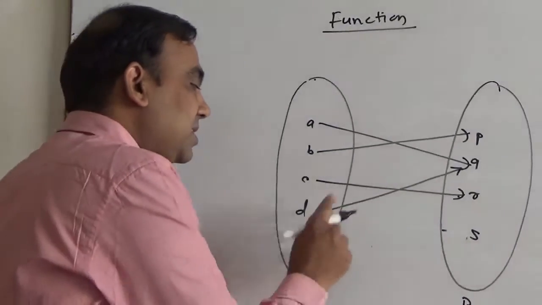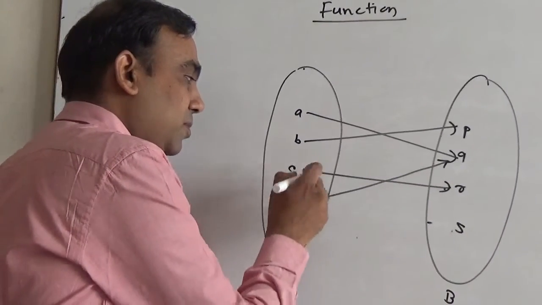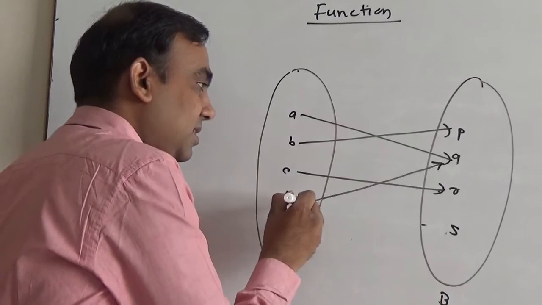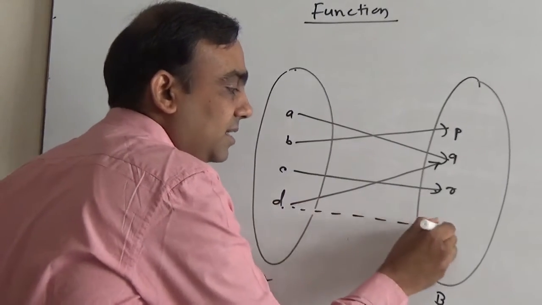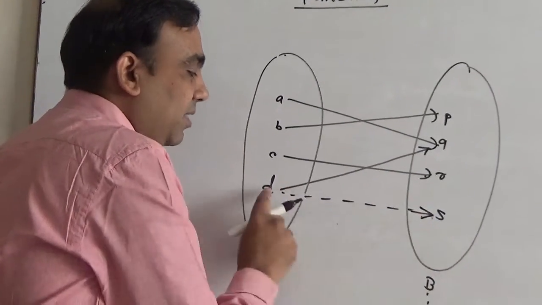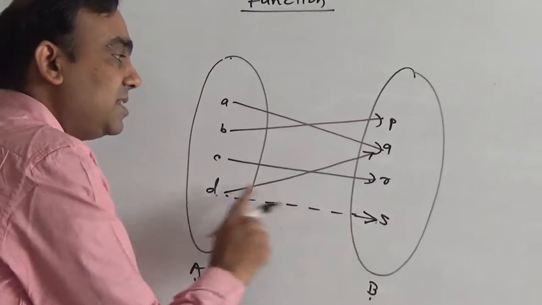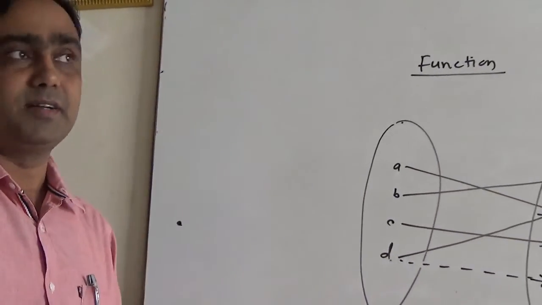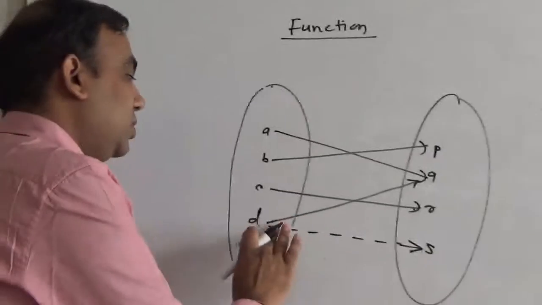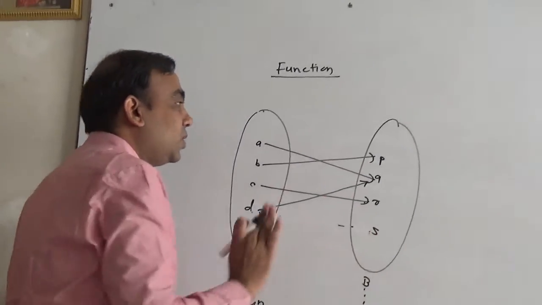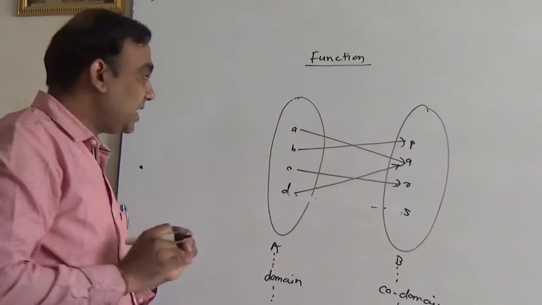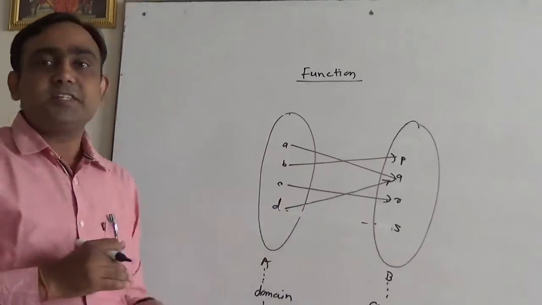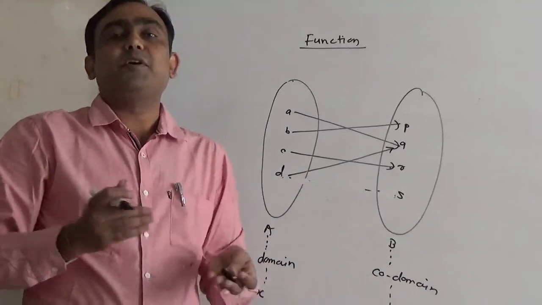If there is a single member like this, suppose this D, I draw the dotted line like this and temporarily form a relationship of D with S, then this is not a function. This will be only a relation. So I should erase this line. So I think you got this. So I can say every function is a relation, but every relation may not be a function.